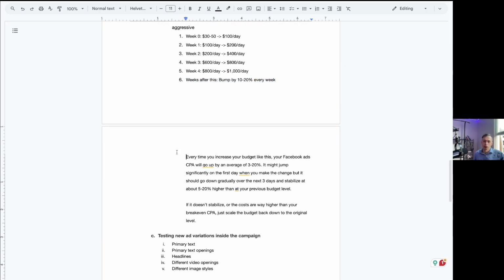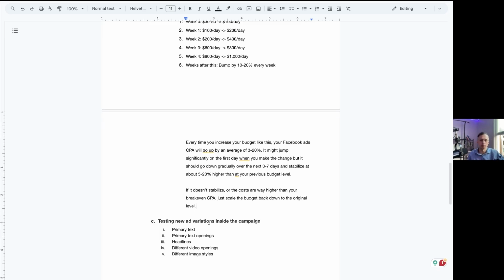And we touched on this. The CPA will go up every time you increase the budget, by about 3 to 20%. And it might jump significantly in the first day when you actually do it, or the day after when you increase the ad spend, right? But it should theoretically slow down and stabilize over the next, I'd say 3 to 7 days, conservatively. And if it doesn't stabilize and you don't like the cost, you can always reduce the budget back down to the original level.